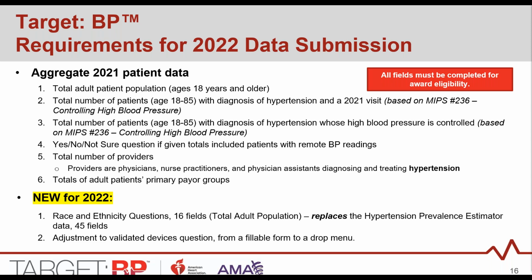And before we end this section, just a couple of minor changes. Liz did mention earlier about the prevalence estimator around those new race and ethnicity buckets, so that will hopefully take away some burden on your end. And then a minor adjustment to the validated device question. That was a fillable form, and now it's a drop-down menu. So hopefully data submitters will really find this a lot easier to complete with those drop-down options.